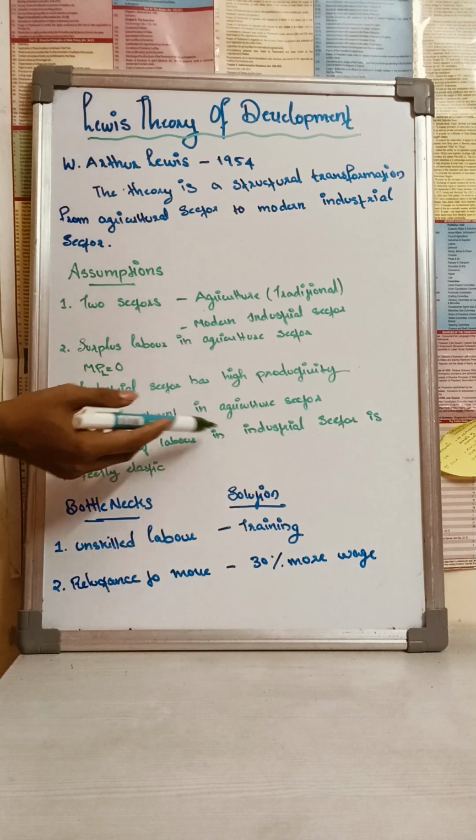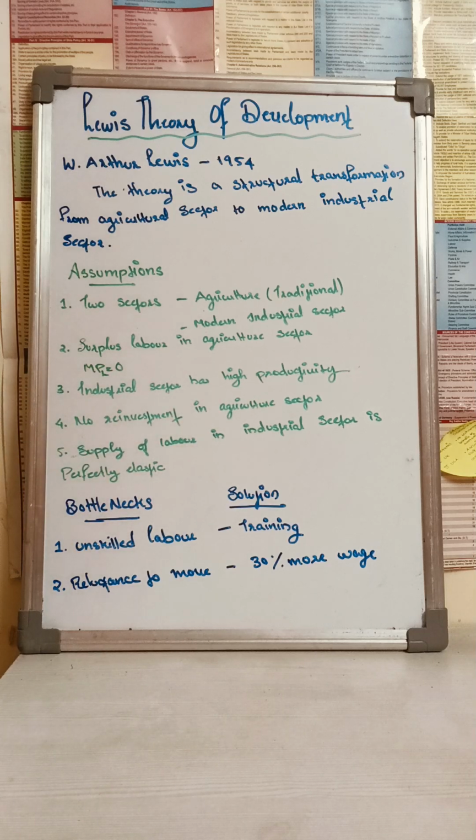No reinvestment in agriculture sector. In the agriculture sector, no more land is being purchased, nothing new is being done. The profit is not again reinvested to expand the agriculture sector. Supply of labor in the industrial sector is perfectly elastic. That means from the agriculture sector, there is a perfect supply of labor to the industrial sector.